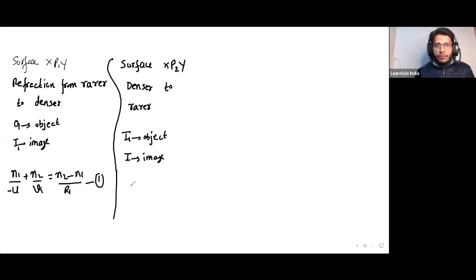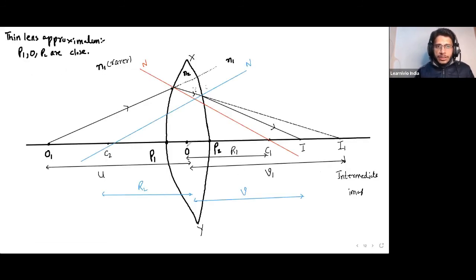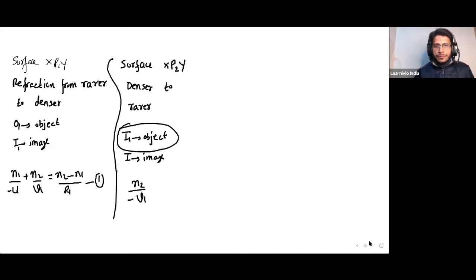For the second surface, for denser to rarer, we know that the relation is N2 by minus U. But instead of U, I will use V1, because for the second surface, I1 is the object, and this object distance from O to I1 is V1. So N2 by minus V1 plus N1 by U, N1 by V, which is N1 minus N2 divided by R2.